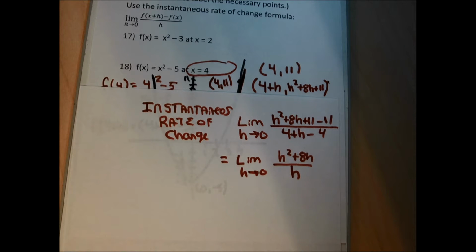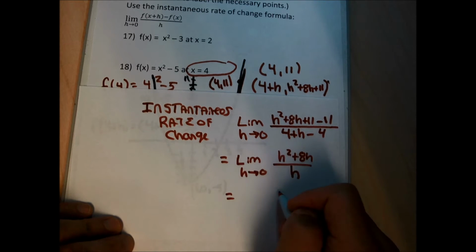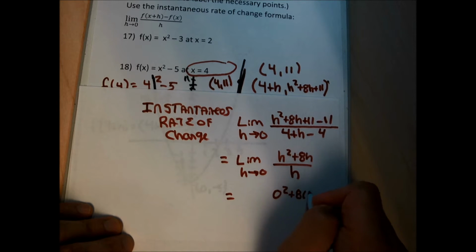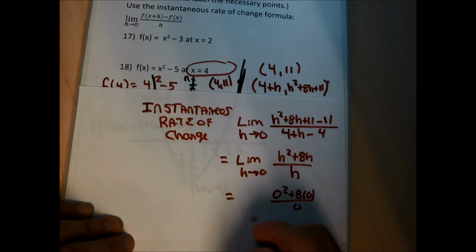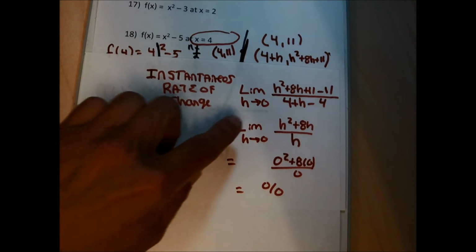So now I have something that's asking me to find a limit. I might as well plug 0 in and see what happens, because that might give me the limit. So this would equal 0 squared plus 8 times 0 over 0, which is 0 over 0. That's not good. That means the limit likely exists, but I have to do algebra to find the limit. And the algebra is usually factoring and canceling, so I'm going to try to factor and cancel this.